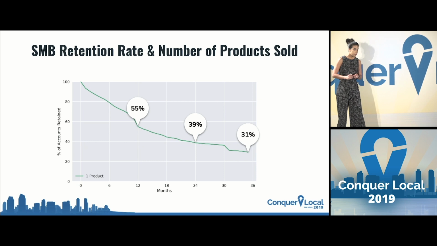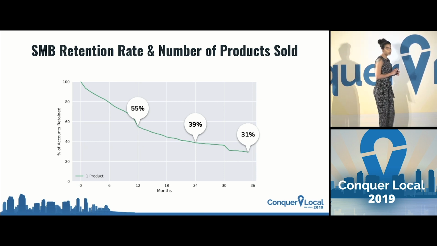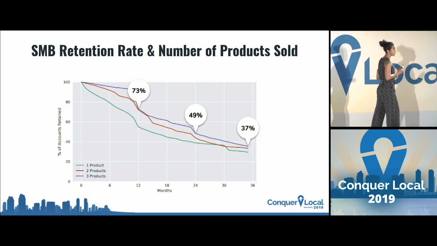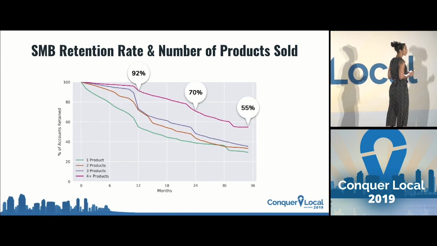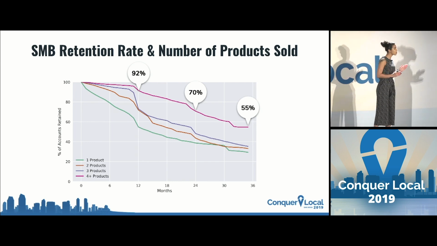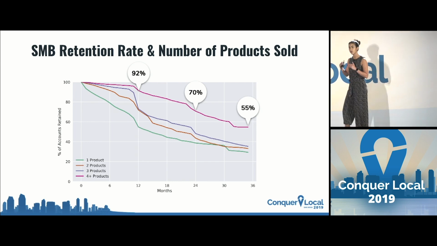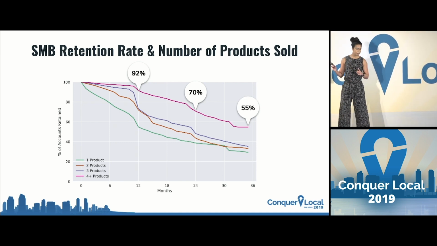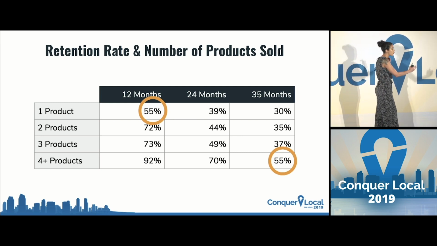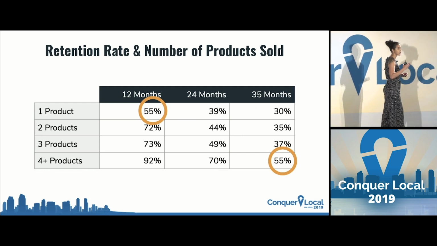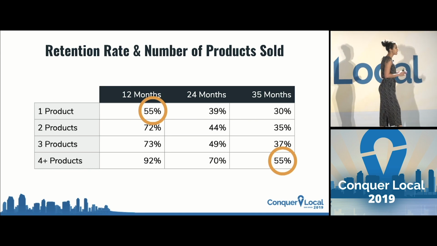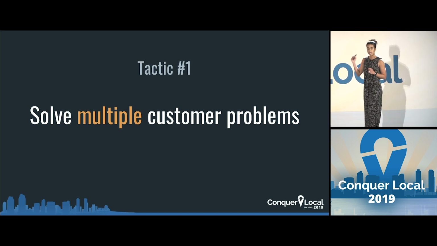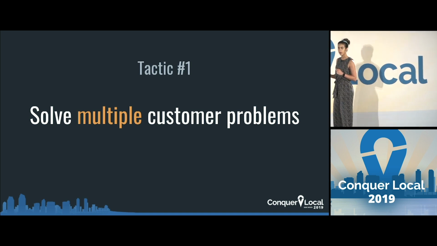And this is the difference it can make in your business. In our study, we looked at SMBs that were sold 1 product versus 2 products versus 3 products or 4 or more products. And we saw a strong correlation between SMBs that were sold 4 or more products and the time they stayed with our partners. In fact, SMBs that were sold 4 or more products stayed 3 times longer with our partners compared to SMBs that were only sold 1 product. So there you go, tactic number 1, solve multiple customer problems.